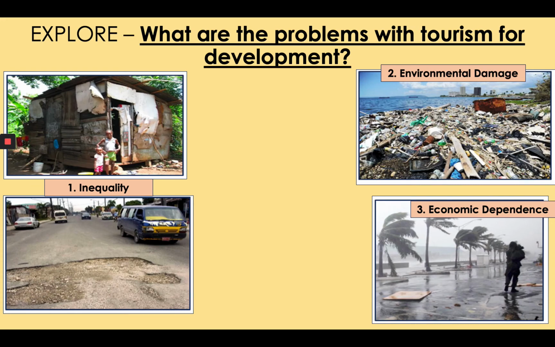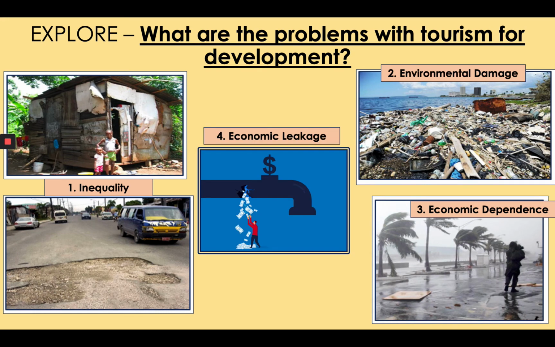This is a problem because in Jamaica, almost all of the hotels are owned by foreign companies, by companies that come from other HICs, mainly the USA. This means that when tourists spend money on hotels in Jamaica, very little of the money actually goes to the Jamaican government to invest in development. Most of the money that tourists spend goes to the tourist companies and therefore back to the HICs. This does not benefit Jamaica, and it is called economic leakage.